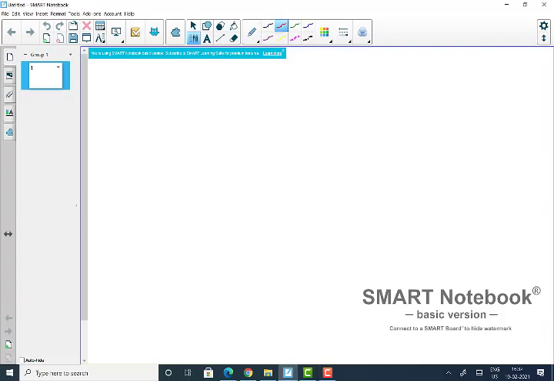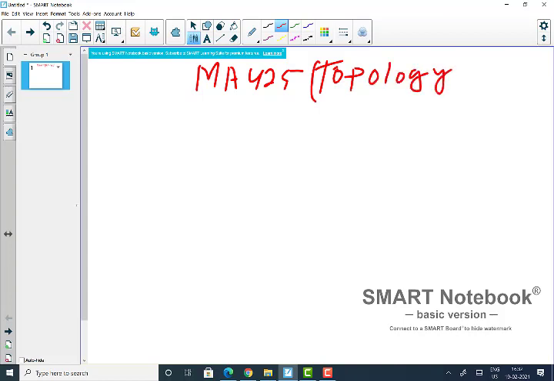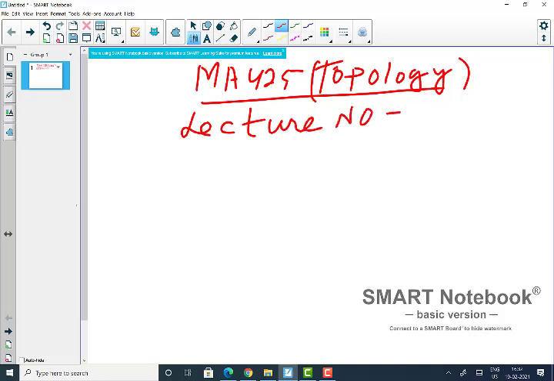So this is our course MA425 Topology. Okay, and this is lecture number 11. Now today we are going to learn something called the metric topology.